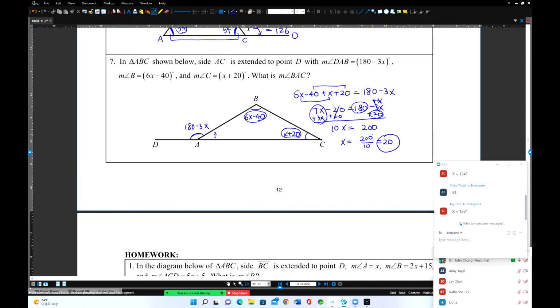But we're going to find BAC here, right? This is how much? 180 minus 3 times 20, which is 60. 180 minus 60 equals 120. This angle is 120. But we're going to find angle BAC, this angle. Supplementary again, right? 180 minus 120 is 60 degrees. That's angle BAC. Any questions about this?